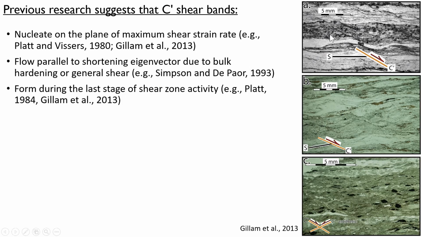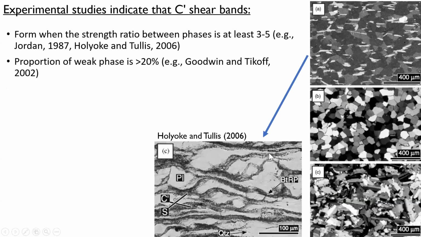So it seems like, just from overprinting relationships, that they could be one of the last things to form, perhaps, due to hardening. These thin section pictures are from this paper by Gillum et al. in 2013. And you can see here that the micro-rich layers, again, are defining those C' shear bands.